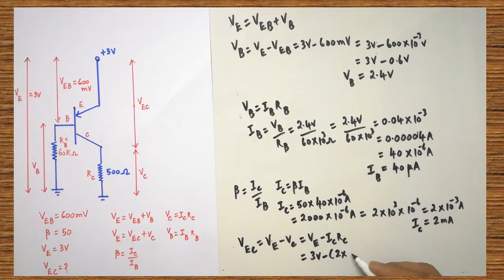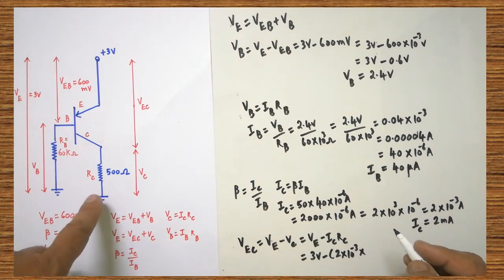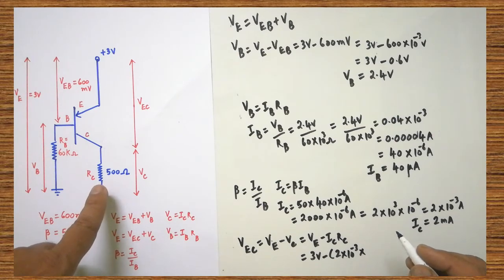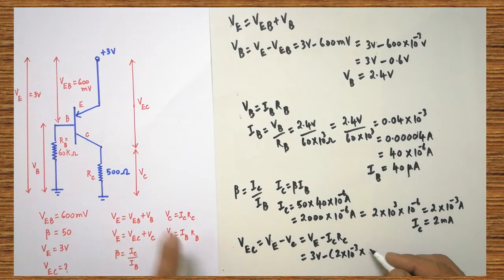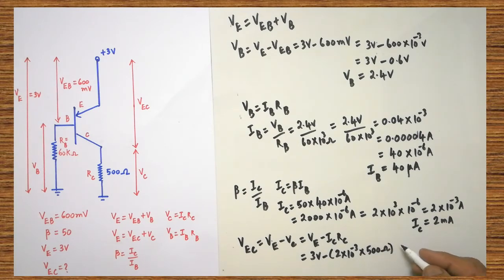2 into 10 to the power of minus 3 into, look here in the textbook, 500 kilo ohm is given. It is not 500 kilo ohm. You have to make a correction. It is 500 ohm. So instead of RC, is it clear? What should be substituted? 500 ohm must be substituted. Are you clear?